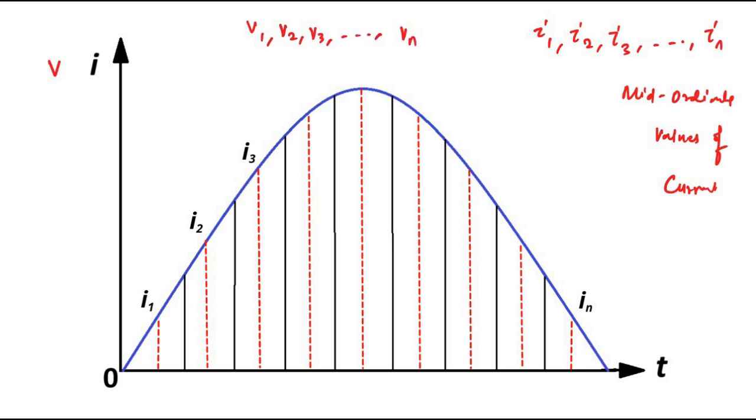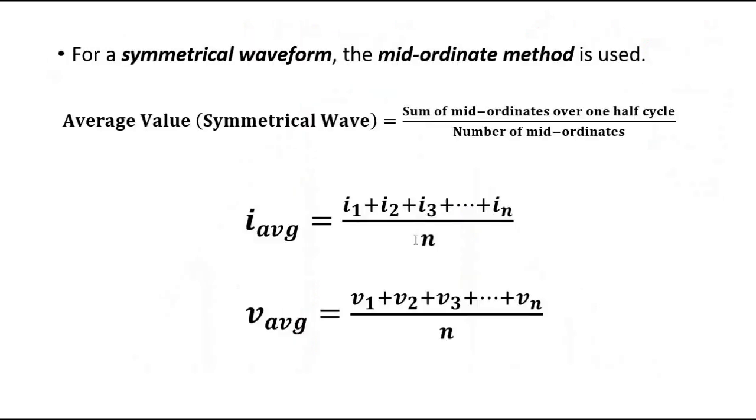Then we simply take the sum of the n mid-ordinate values in the numerator, divided by the number of demarcations, the number of individual parts into which we have divided the waveform. This is called the mean value or average value. If it is current, it is I1 plus I2 plus I3 up to the nth value, divided by n. If it is voltage, then V average or V mean is equal to V1 plus V2 plus V3 up to Vn, divided by n.